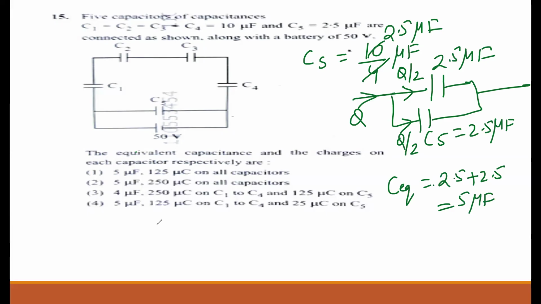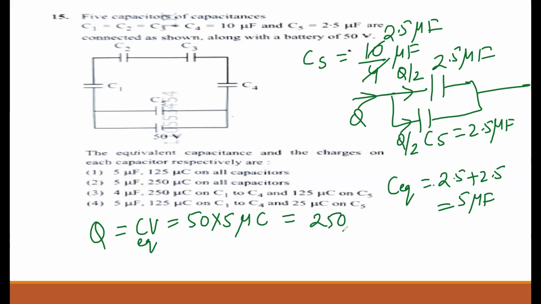So we have three options that way. But let us calculate Q. That will give us our answer, Q by 2. So that is CV, C equivalent into V. So that is 50 into 5 microcoulomb. So that is 250 microcoulomb.